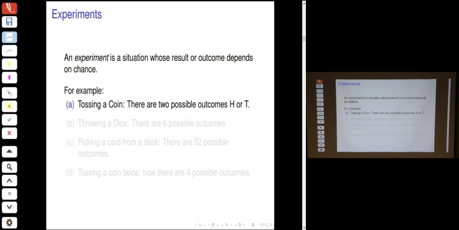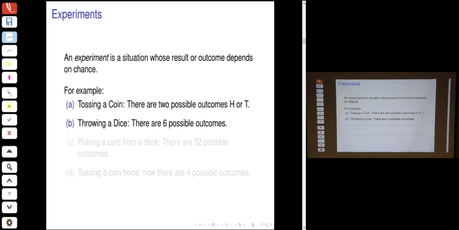Okay. So for example, tossing a coin is like an experiment. So the result depends on chance, right? So there are two possible results, two possible outcomes, whether it's a head or a tail. Or you are throwing a dice. Here, I don't know whether I'm grammatically correct, or some people just write die, but sometimes people also use dice for a singular form. So don't be too picky on me.